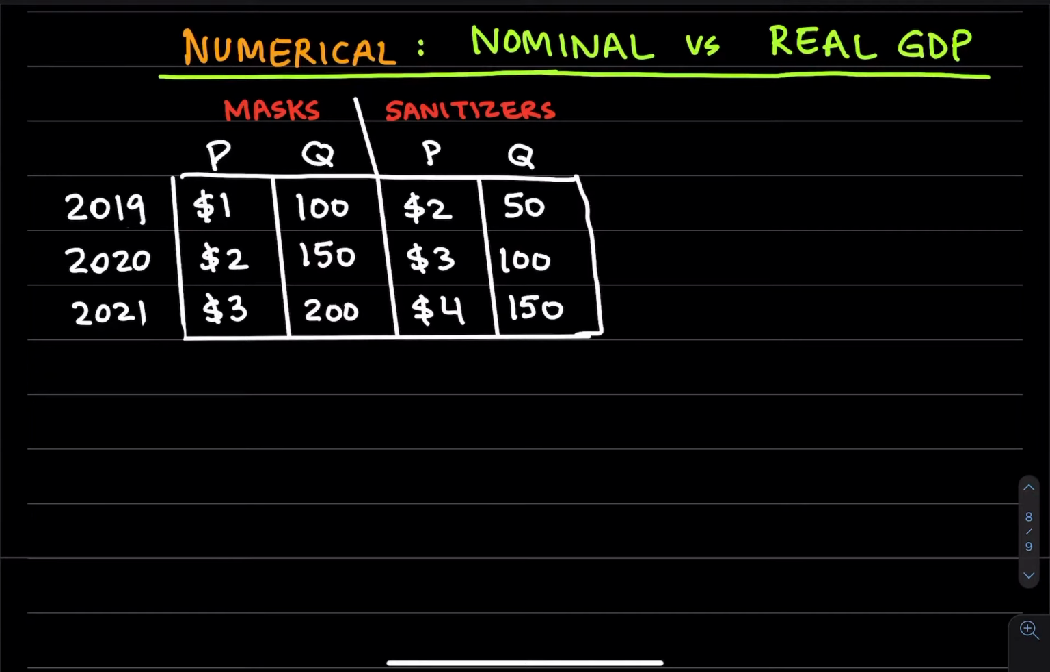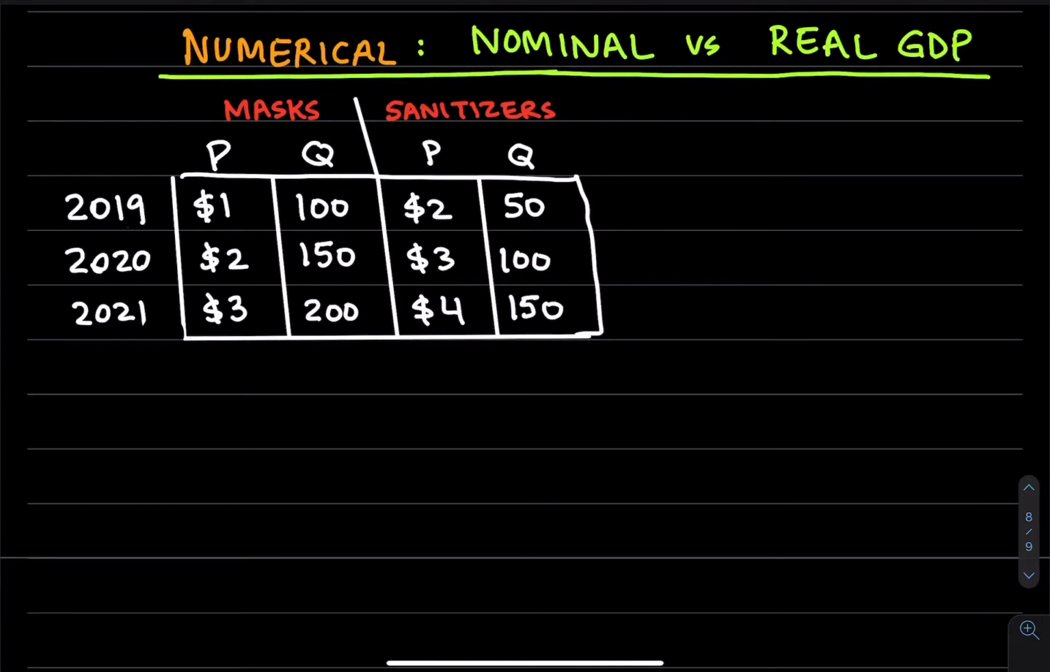In this video, we'll talk about how to calculate nominal and real GDP using some data that is given to us. So here we have a table that shows you some data for an economy that produces only two goods: masks and sanitizers. Okay, really important goods. But for now, we're only assuming that these are the only two goods that are being produced. In practice, however, in any economy, there are thousands and thousands of goods and services that are produced.